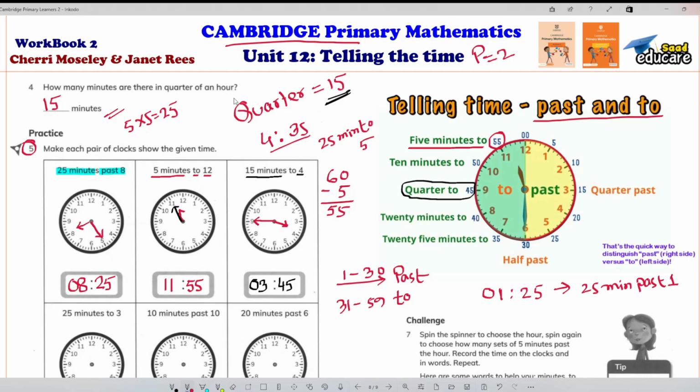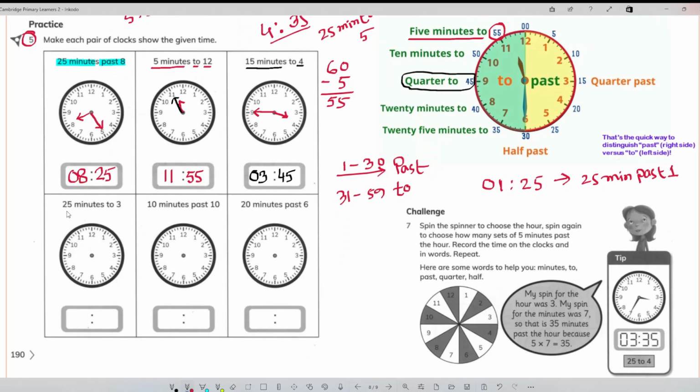Okay, next one. 25 minutes to 3. This is 25 minutes to the next hour. It means this is 35. It means we need 35 minutes to reach 3. So the hour is 2, and the hour hand will be a little bit to the right of 2. It means here, and 35 means 7.